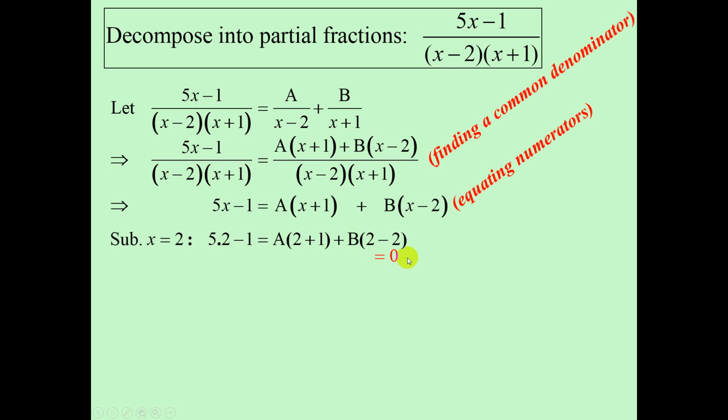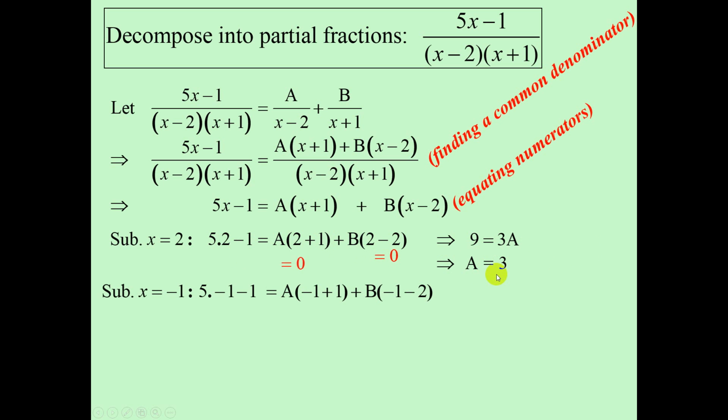So let's see what we're left with. 5 times 2 is 10 minus 1, giving us 9. And on this side, 2 plus 1 is 3a. And then we can solve for a by dividing both sides by 3, which gives us a to be 3. Now, we found a. We want to now find b.